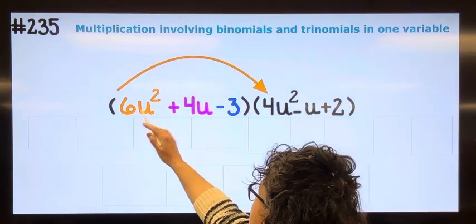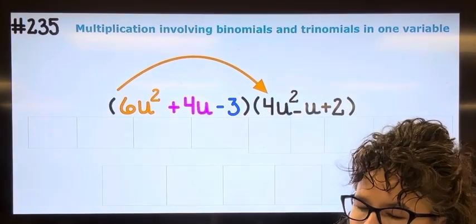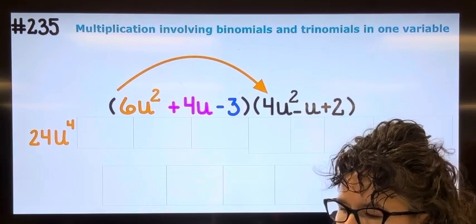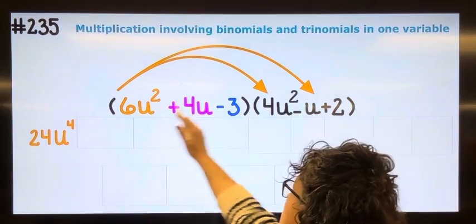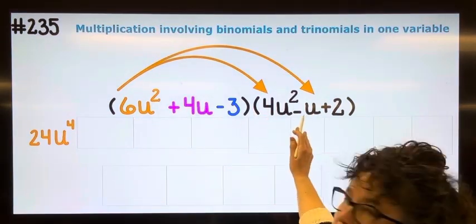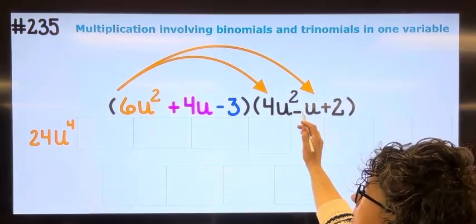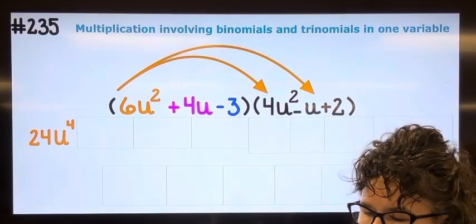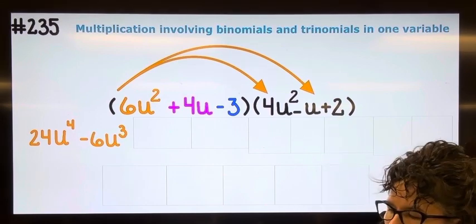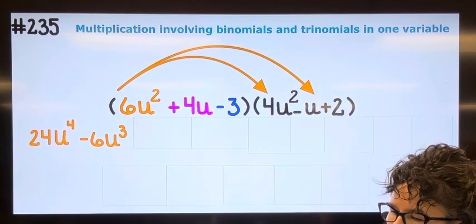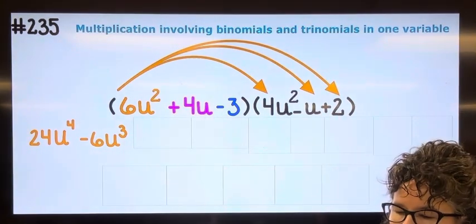So if we multiply 6 times 4, that's 24. u squared times u squared, that is u to the 4th. Okay, then we're going to distribute this one to this one. So a positive times a negative is a negative. And then 6 multiplied by 1, 6, and u squared times u to the 3rd. So we have negative 6u to the 3rd. 6u squared multiplied by 2. So 6u squared times 2 is just 12u squareds.